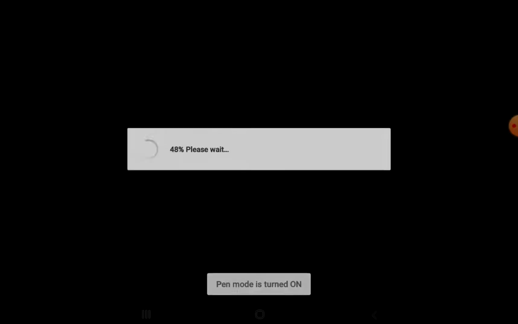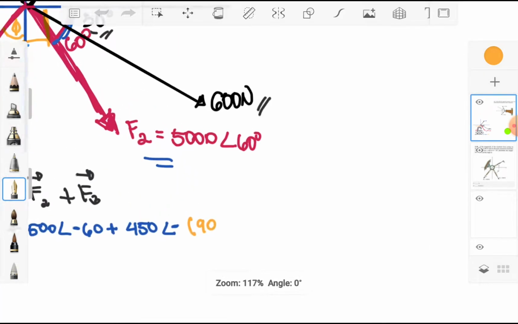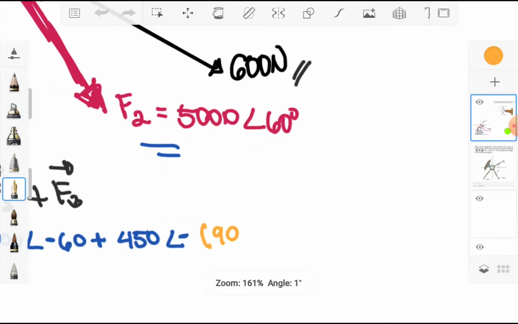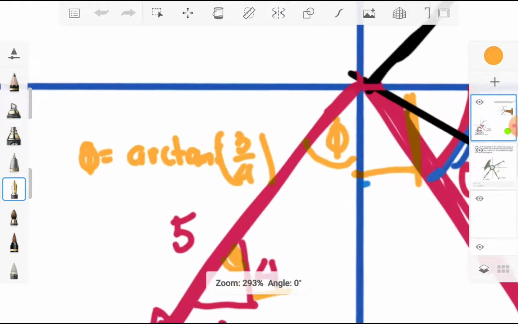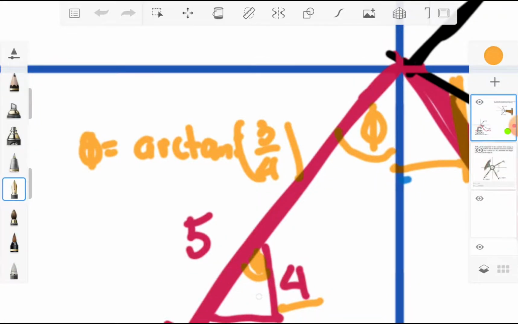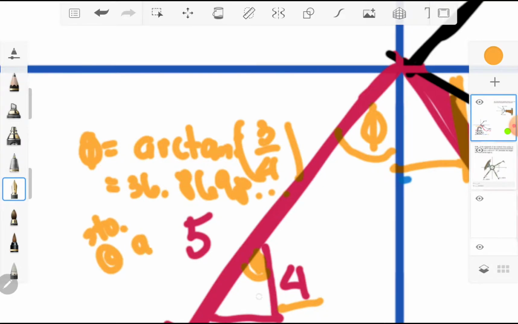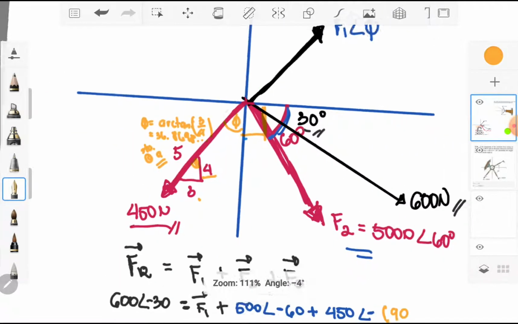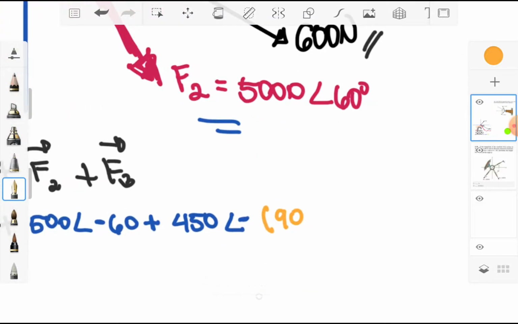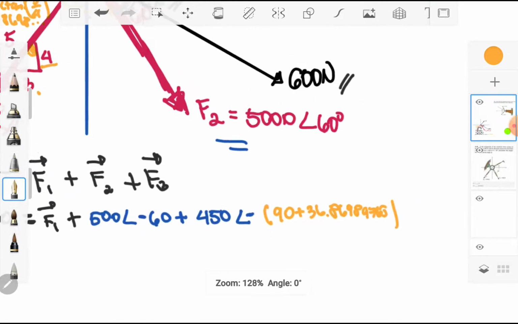Back to our problem. We have our negative 90 plus our angle phi. We all know that our phi from shift tan 3/4 is equal to 36.86987 and so on, which is stored at A. You can just use the stored value A, plus alpha A, or 36.8698965, the stored value.